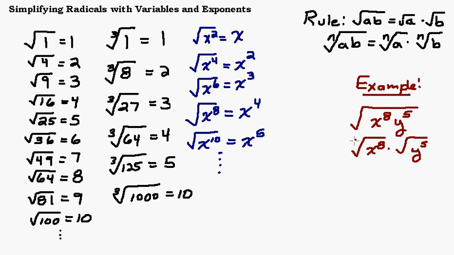So the square root of x to the 8th, since that exponent is even, it's going to come out nice. It's just going to be x to the 4th. What this is saying, what times itself is x to the 8th? And the answer to that is x to the 4th. Now this one, what times itself is y to the 5th? Well, because that's an odd exponent, it's nothing. Nothing times itself is y to the 5th.